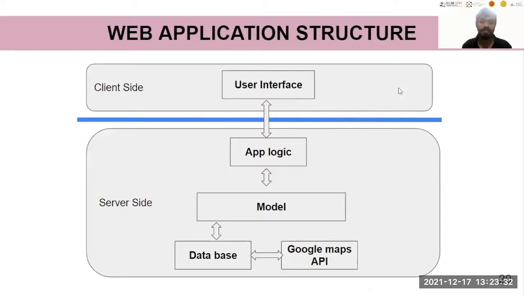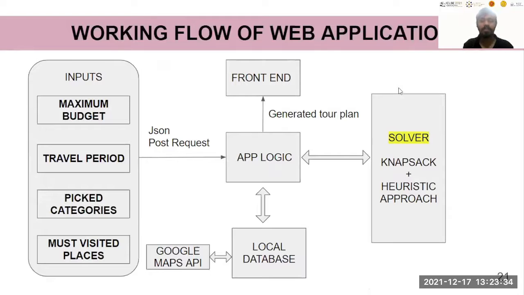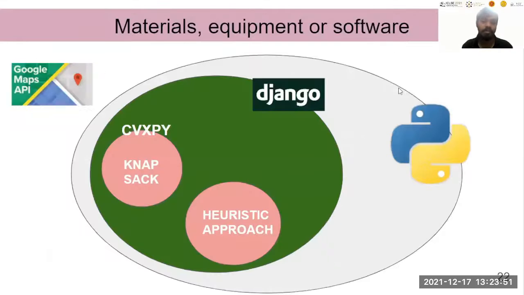This is the web application structure. There is a client side and a server side. So this is the working flow of the application. When we get the input from the user, we send a JSON request to the app logic. Then it deals with the solver and also the local database, and also the Google Maps API. Finally, the app logic will generate the tour plan and send that data to the front end to process and show to the user.